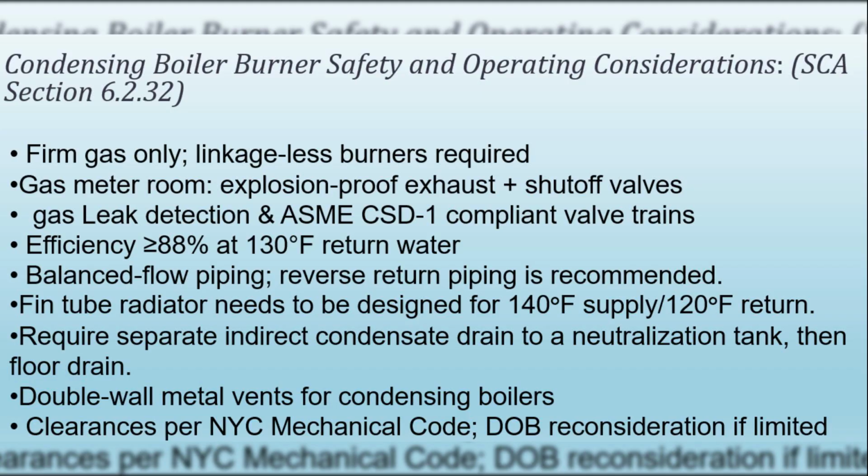Performance is also critical. Boilers must achieve at least 88% thermal efficiency at full load with 130 degrees Fahrenheit return water. To support condensing operation, piping should be balanced, reverse return preferred, and fin tube radiation designed for lower supply temperatures. Condensate from boilers must flow through neutralization tanks before draining. Exhaust must use double-wall metal vents approved for condensing boiler applications. Finally, sufficient clearances and access must be maintained for servicing. If height or access limits are an issue, special reconsideration must be filed with DOB.